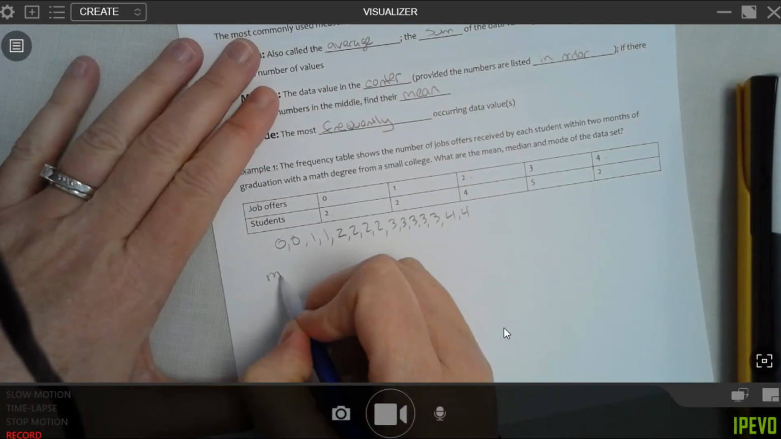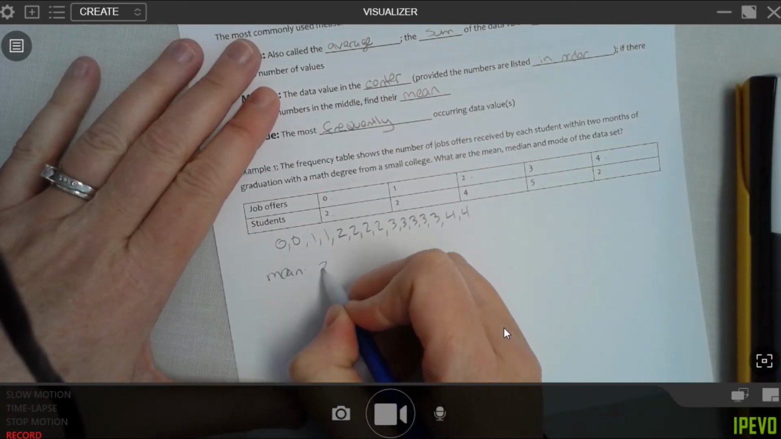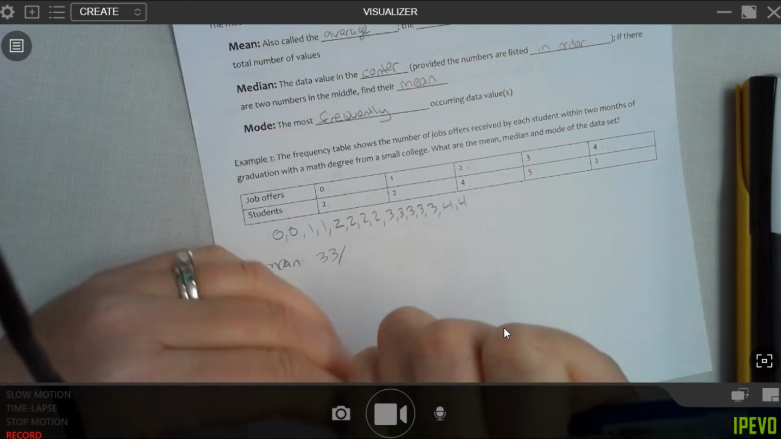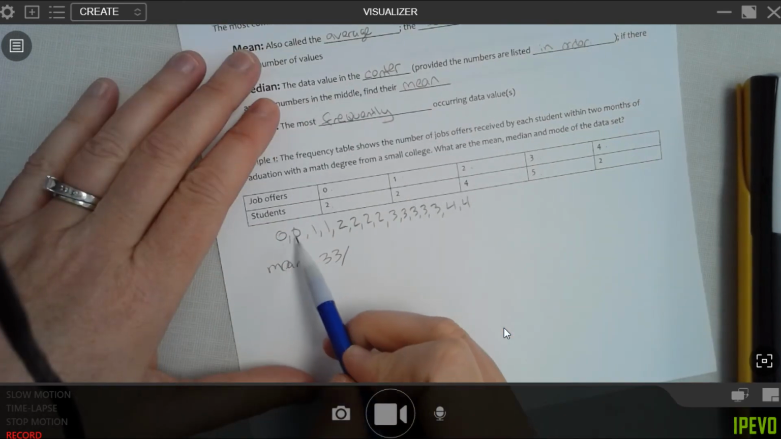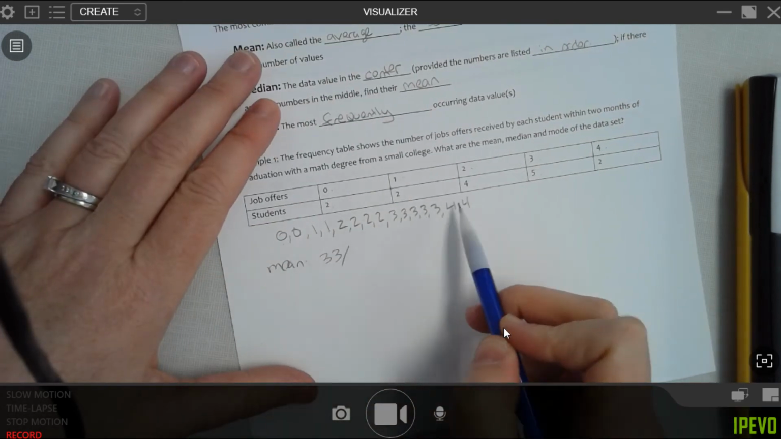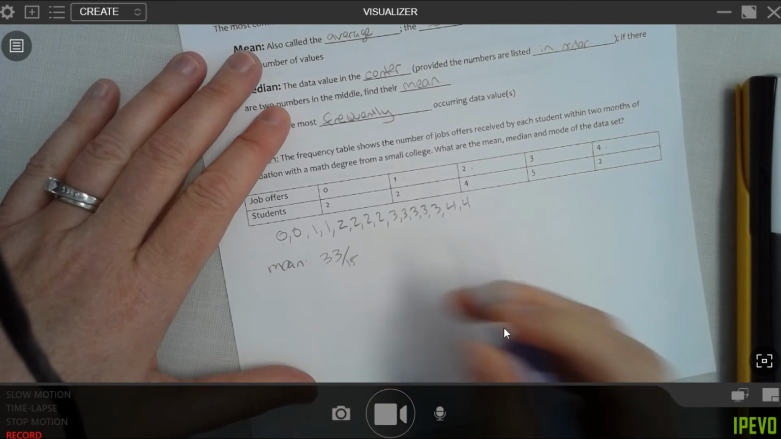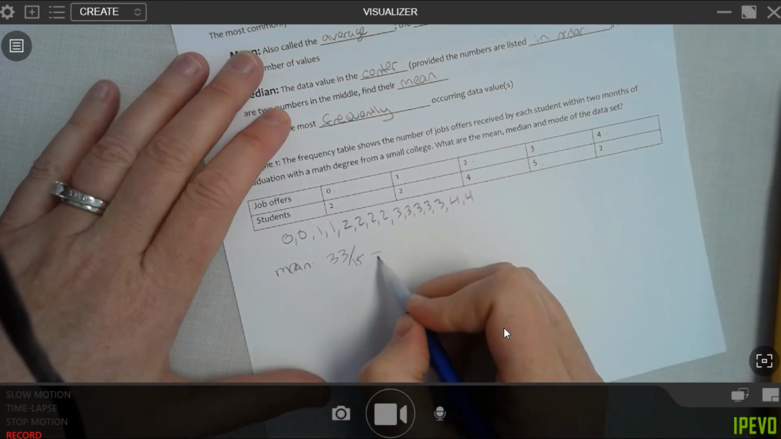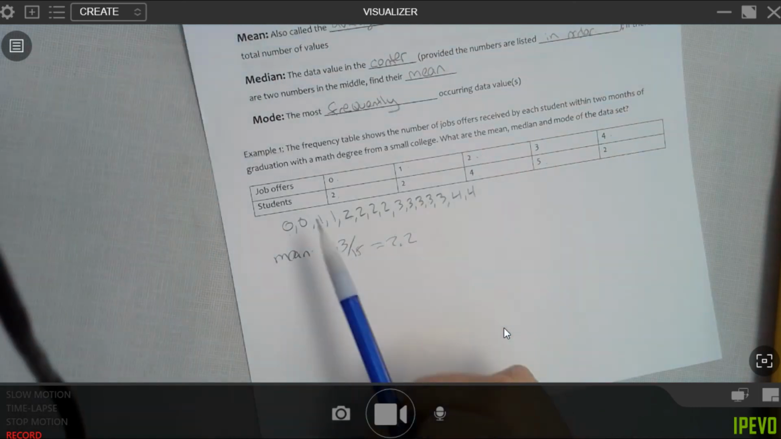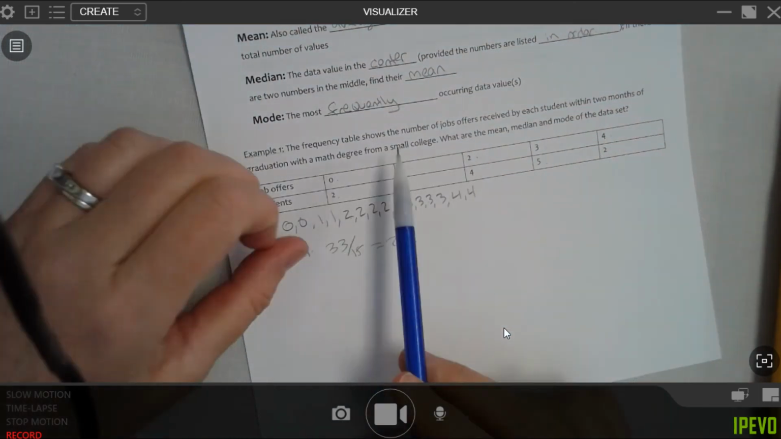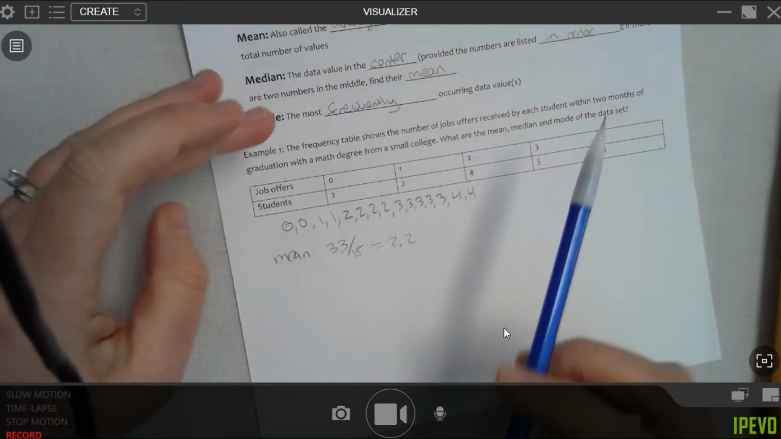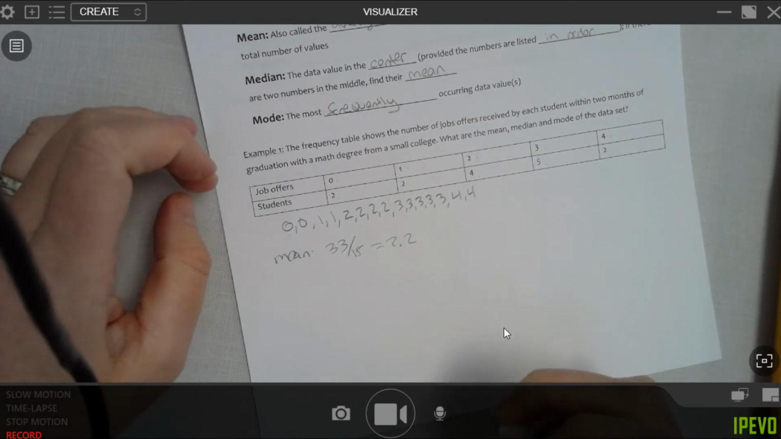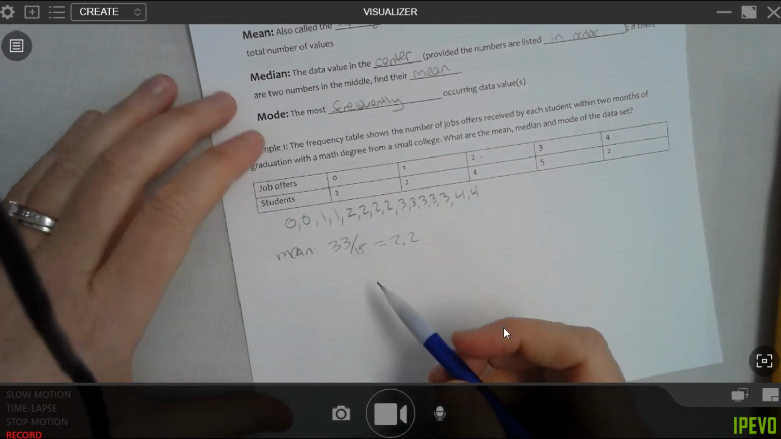So our mean from all these is 33 over the number of data values. So the number of data values is how many there were. 1, 2, 3, 4, 5, 6. Count all those up, and we get 15. So take 33 divided by 15, and that is 2.2. So our mean is 2.2. So that tells you that the students received about 2.2 job offers after graduation.